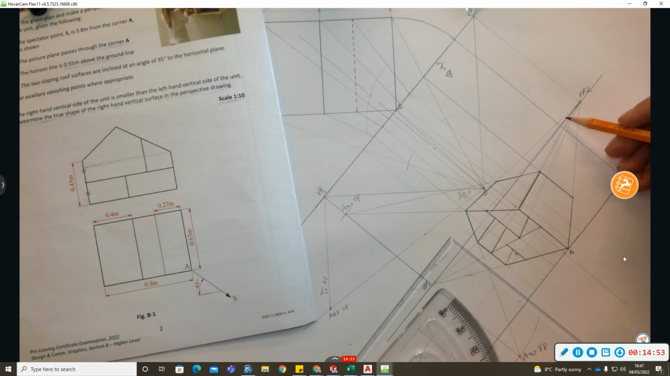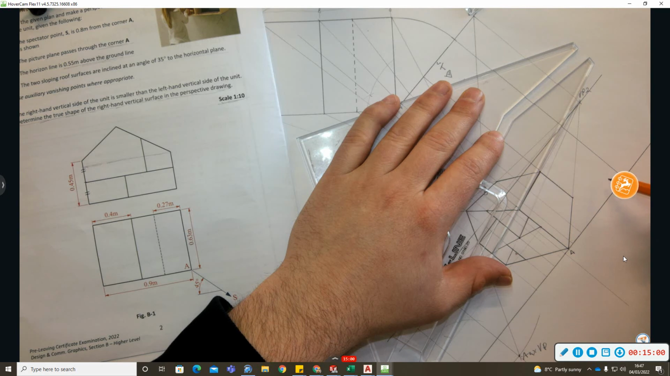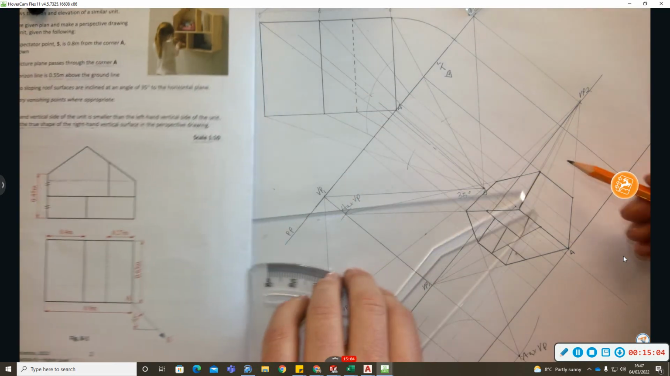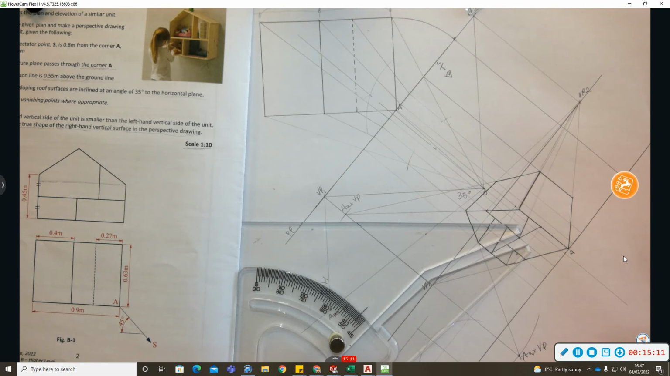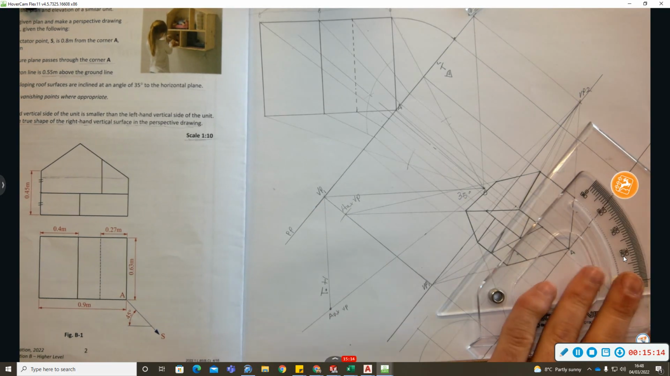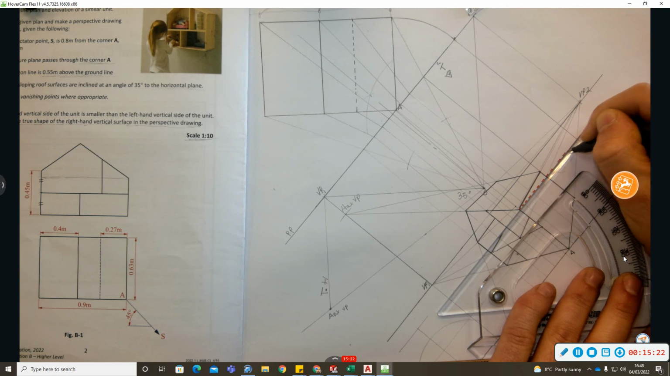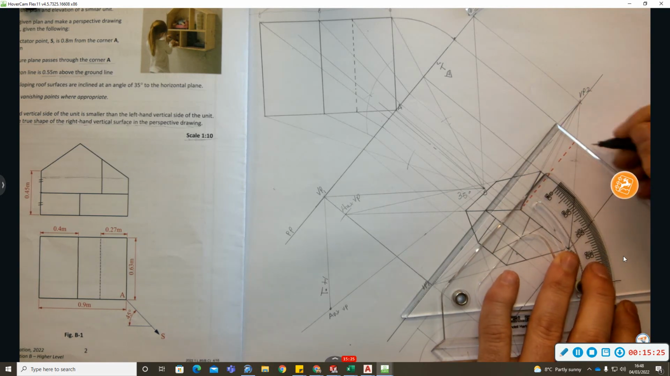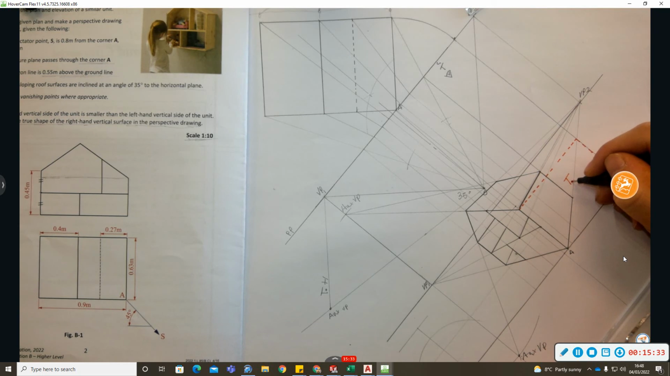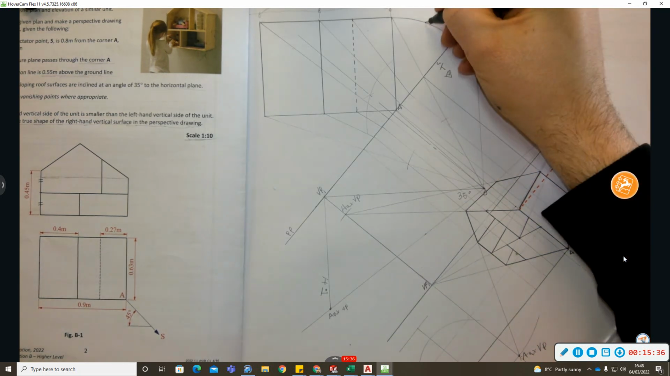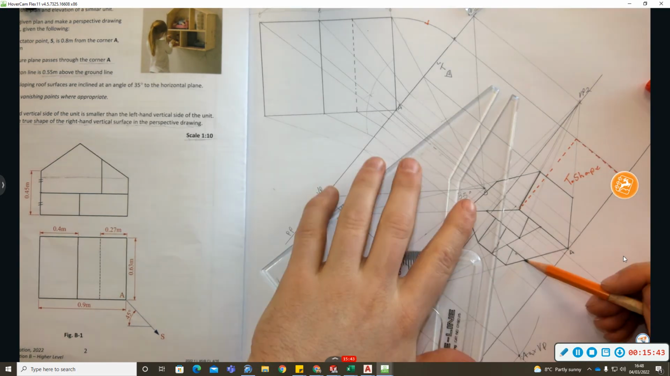What students would do by mistake is they'd say this is the true shape of the right hand side surface. No. If a surface or a line is parallel to the picture plane in plan, it's parallel to the horizon line in perspective. So the true shape, once it's rotated in plan, looks like this in the perspective image. It's rotated onto the picture plane, so two edges of it are parallel to the horizon line. So that's it rotated, and that's the question not completed because there's another line in there.